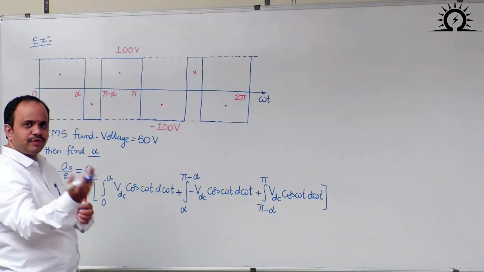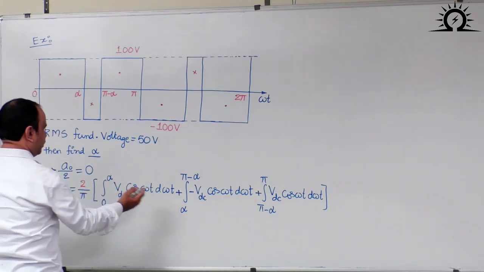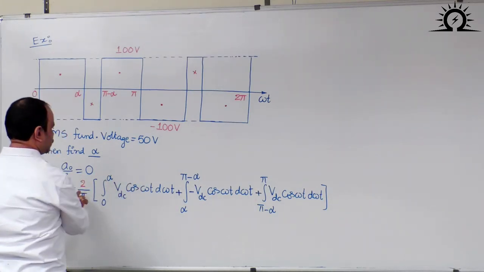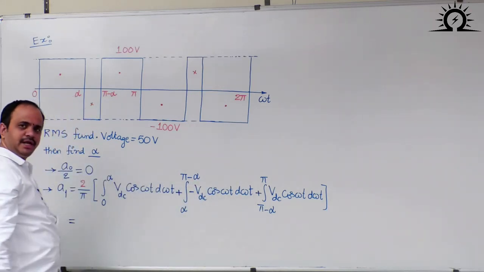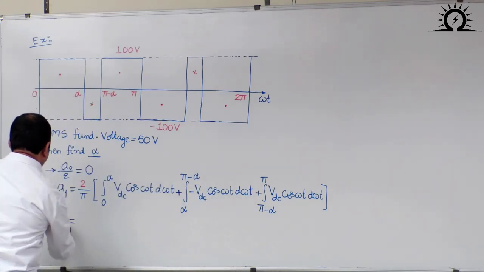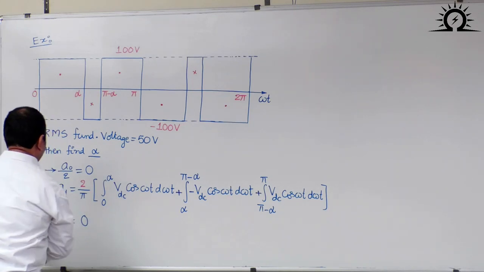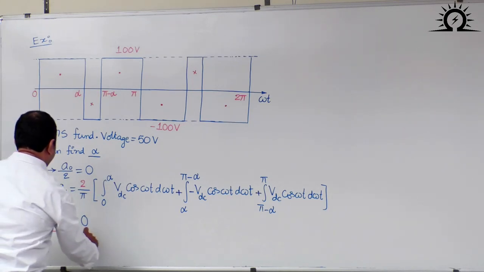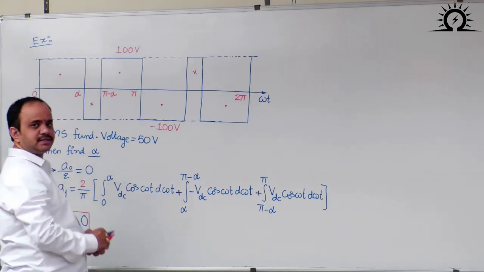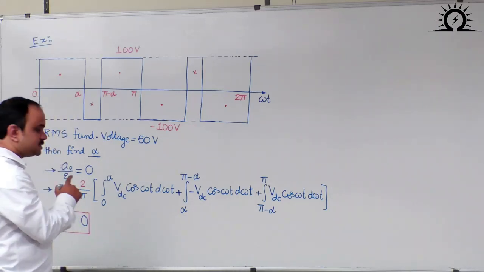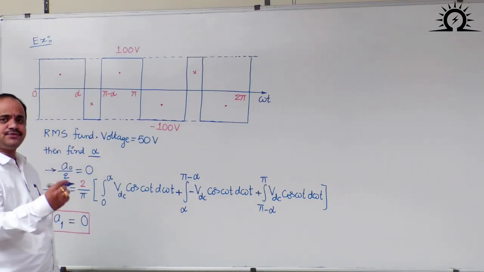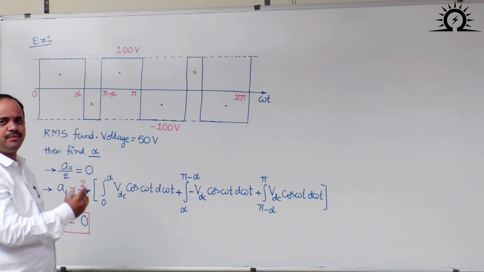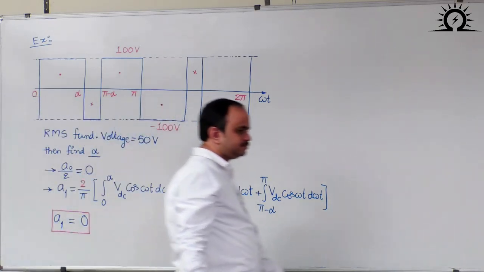From the previous lectures, I suggest you simplify this integration. You will get A1 value equal to 0. Now, let us find B1 in a similar way.